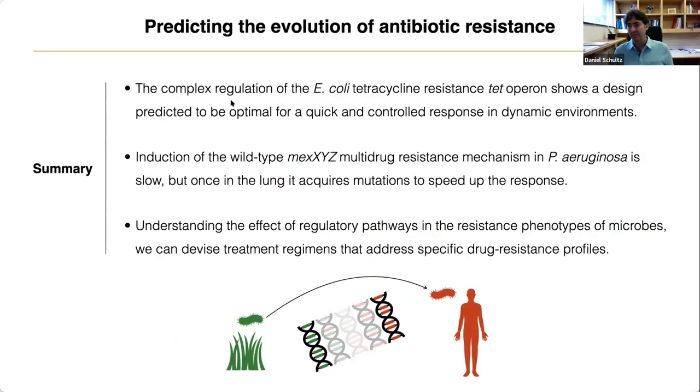What we learned is that there are some resistance mechanisms, like the tetracycline resistance in E. coli, that are very adapted. They're very good at these dynamical situations. But then there's some antibiotic resistance, like the ones that you see in Pseudomonas, that are very slow to respond. But when they evolve in a human host, they actually acquire mutations that make this response much faster. And we're trying to understand how the cells can adapt their regulatory pathways to become better at responding to this more changing environment.